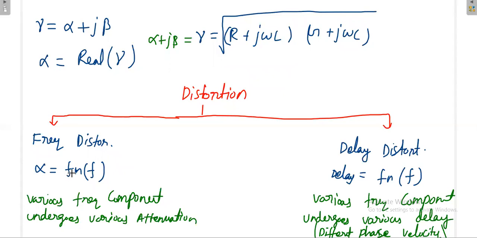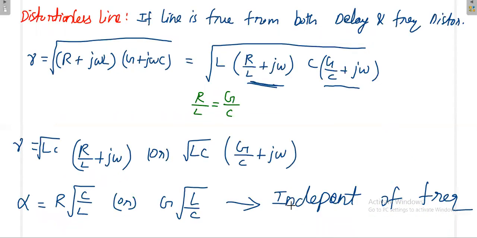What happens when alpha is zero? But here, alpha is constant for all frequencies. It is independent of frequency. That means what? There is no frequency distortion. Okay, from this, what is understood? If it is independent of frequency, then no frequency distortion.